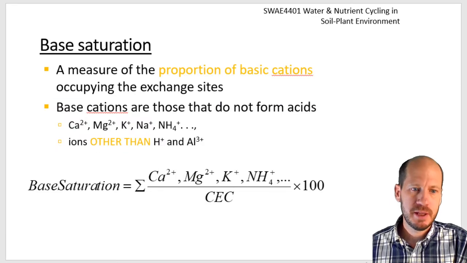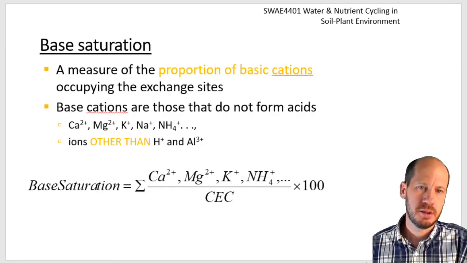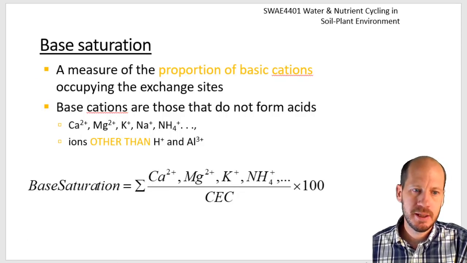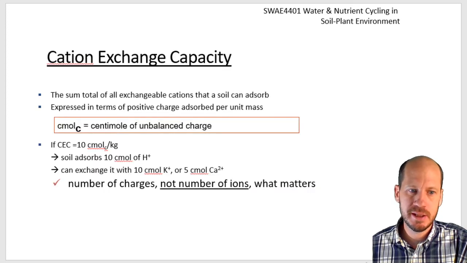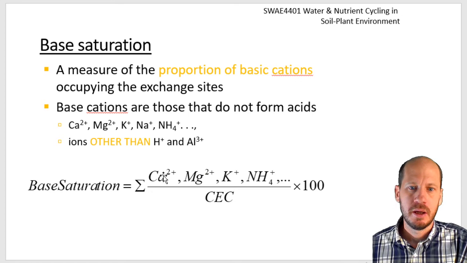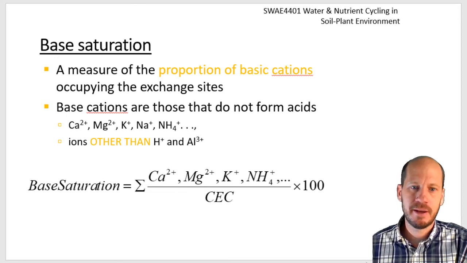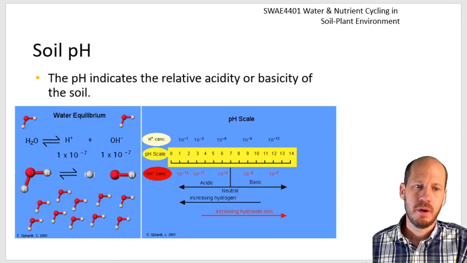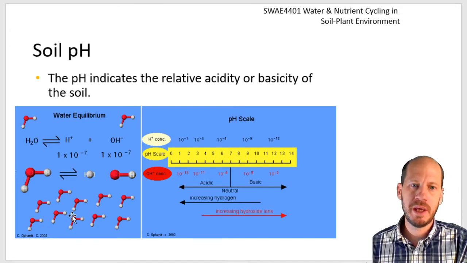pH by itself is very important for plant nutrition. Base saturation is how much of this cation exchange capacity is occupied by bases. But the bases and the protons in the system have an effect by itself on plant nutrition. So pH.